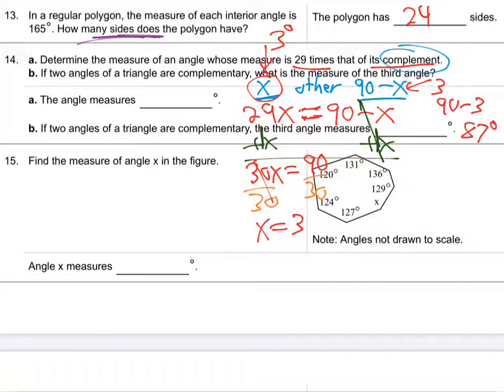The measure of the angle whose measure is 29 times? They want the bigger one, don't they? They want the one that's 29 times. Determine the measure of an angle that's 29 times its complement. So they want the 87 degree one.